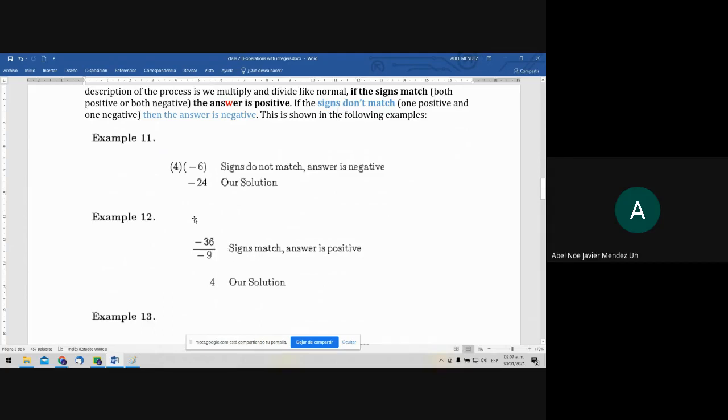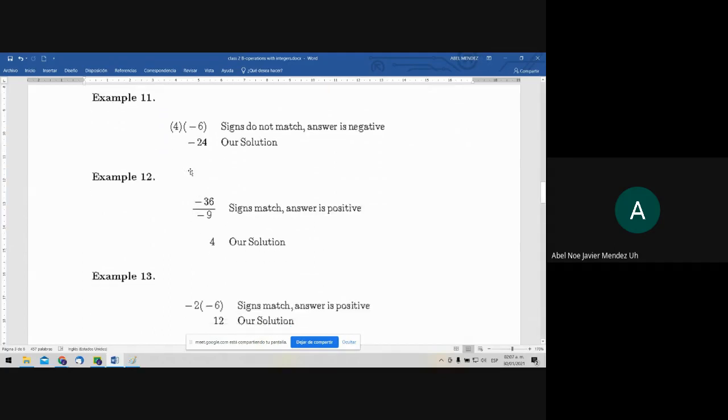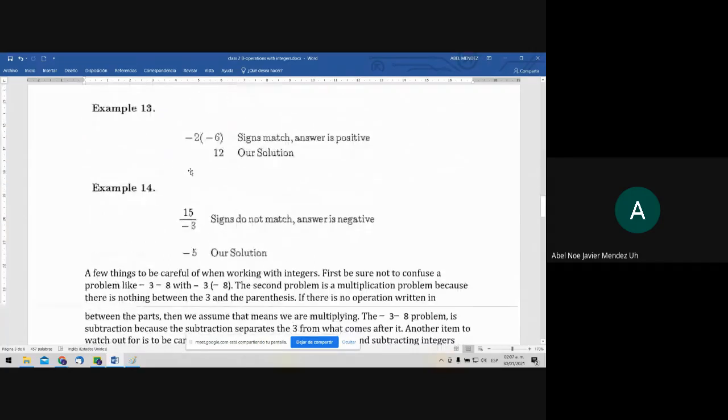Okay, when we have numbers with the same sign, the solution will be positive. If we have a multiplication or division with different signs, the solution is negative. Okay, remember that. Here we have example number 13.